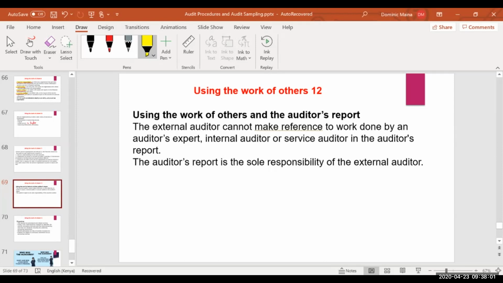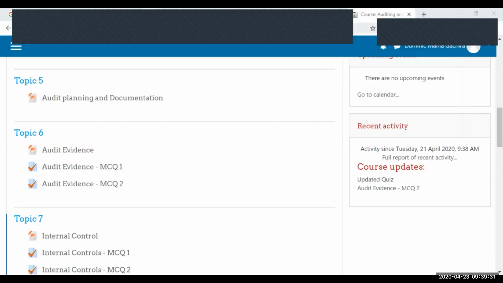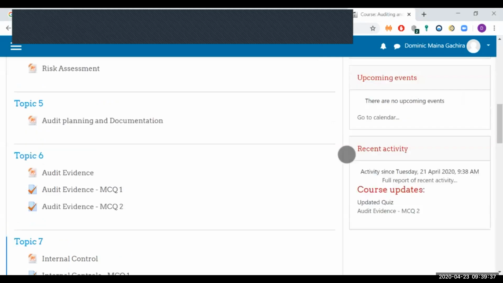I want us, as we go to the e-learning, to attempt a multiple choice question here. I want us to do MCQ2. I think last time we did MCQ1, if I remember, just check.